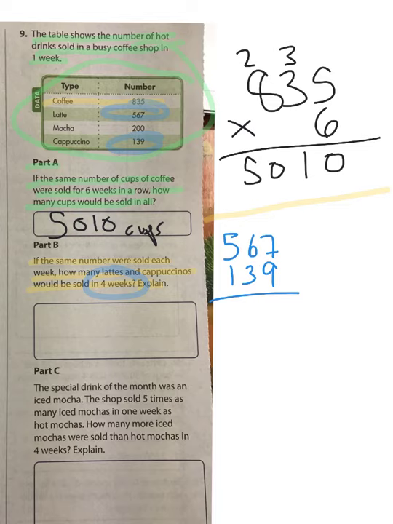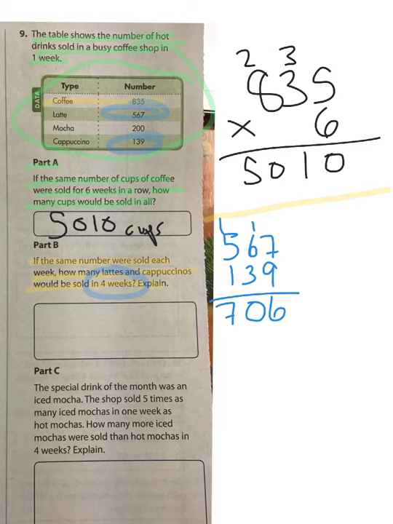I'm going to add 7 plus 9 is 16. Write down your 6 and regroup your 1. 3 plus 6 is 9, plus 1 more is 10. Put down your 0, regroup your 1. 5 plus 1 is 7. So we have 706 lattes and cappuccinos.